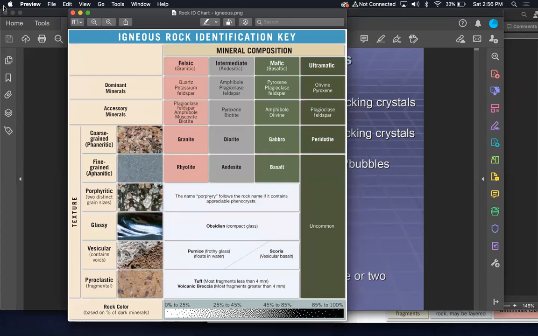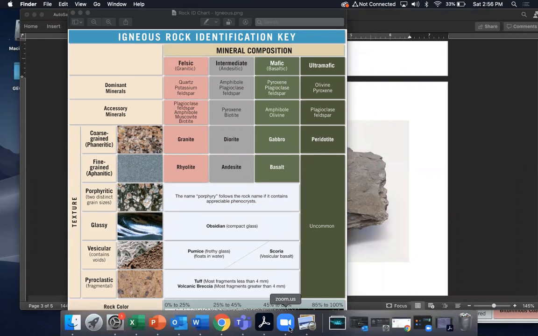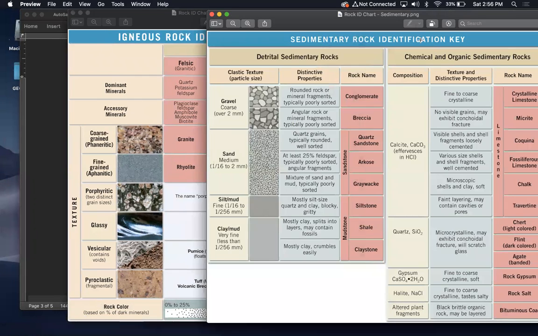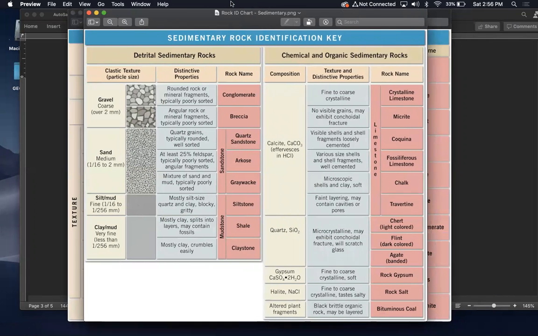Let me see if I can get that. Just make that go away. Sorry, we're experiencing technical meltdown there. There we go. Let's get those up. Okay, so we are on the sedimentary chart now, and here's your different options.